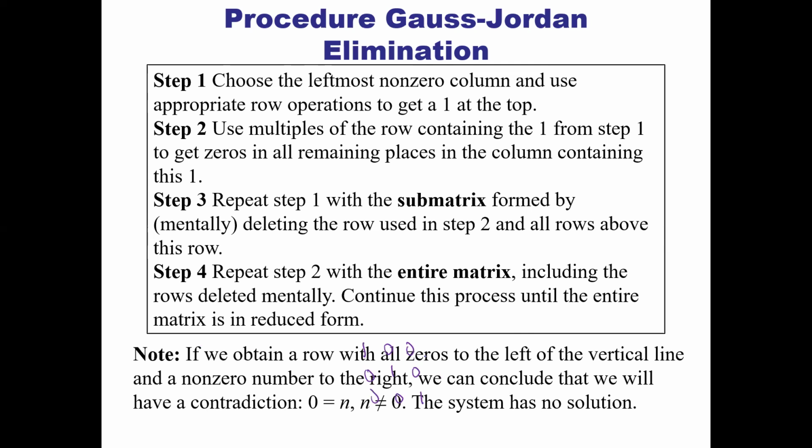Now, if we obtain a row with all zeros to the left of the vertical line and a non-zero to the right, we can conclude there's going to be no solution. So if you get to the point where we have, like in our initial thing, a 1, 0, 0, 0, 1, 0, 0, 0, 0, and then we had x, y, and z. So we had 0 is equal to 0, 0 equals z, that's no solution. So we can stop at that point. We don't have to go any further. So that's kind of a nice thing. You don't have to keep going trying to get zeros up there.